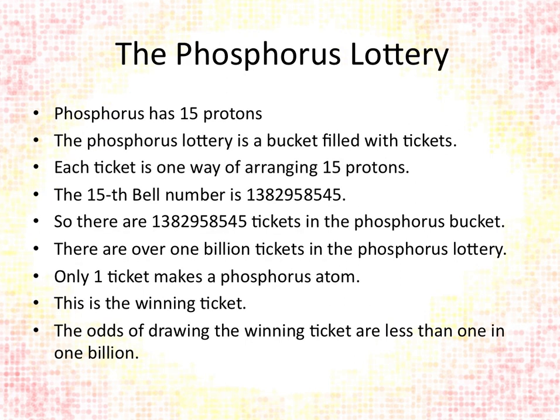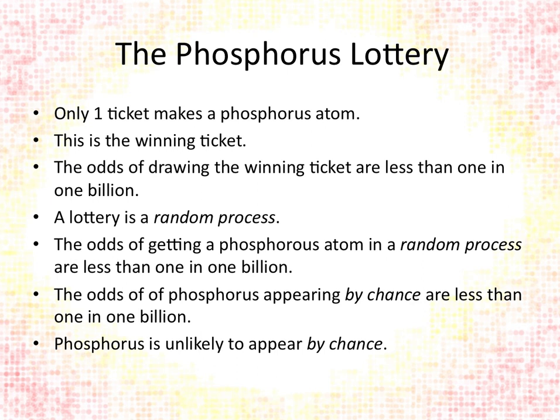Here's the Phosphorus Lottery. Phosphorus has 15 protons, so the Phosphorus Lottery is a bucket filled with tickets. Each ticket is a way of arranging 15 protons. The 15th Bell number is 1.38 billion, so there are 1.38 billion tickets in the phosphorus bucket. Over 1 billion tickets in the Phosphorus Lottery, and only one ticket is a winner. So the odds of drawing the winning phosphorus ticket are less than 1 in 1 billion. One ticket makes a phosphorus atom, that's the winning ticket.